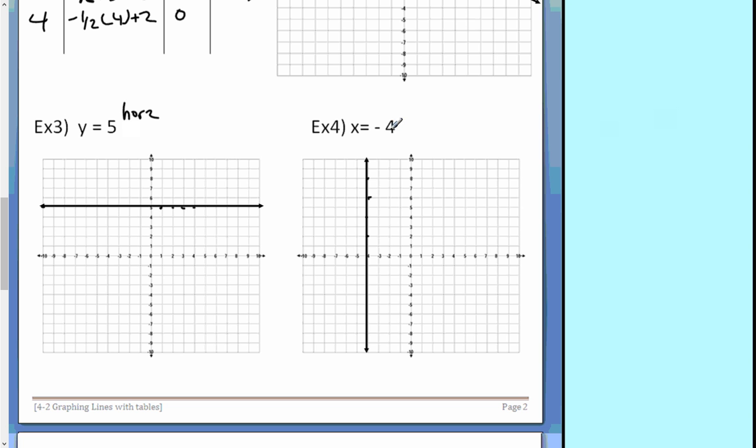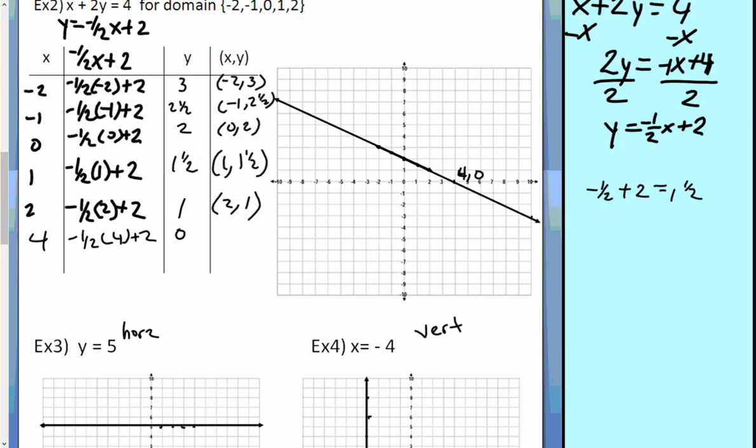So what am I saying here? When you have x equals a number, it's going to make a vertical line. Okay? Y equals a number, horizontal lines. X equals a number, vertical lines. If it's x equals negative 4, you go to negative 4 for x and you make a vertical line. If it's x equals 6, you go to x equals 6 and make a vertical line. And that's it. Real simple.